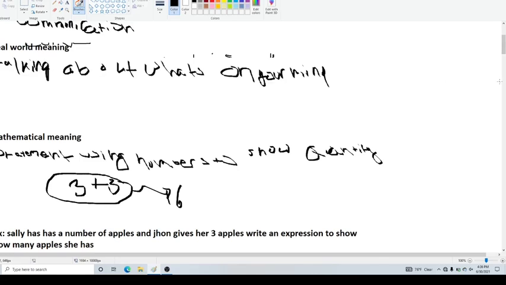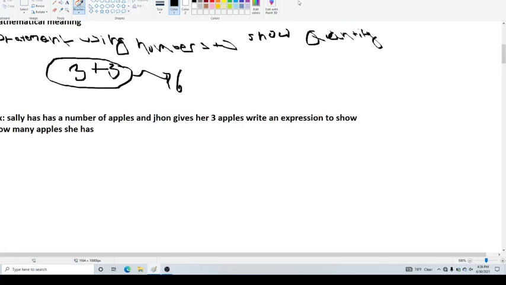And so an example question that you might see on an exam would be: Sally has a number of apples and John gives her 3 apples. Write an expression to show how many apples she has. All right, and so this is where we talked about variables. We need a variable to talk about the number of apples Sally has, because we don't exactly know how many apples she has. So let's let x be the number of apples.